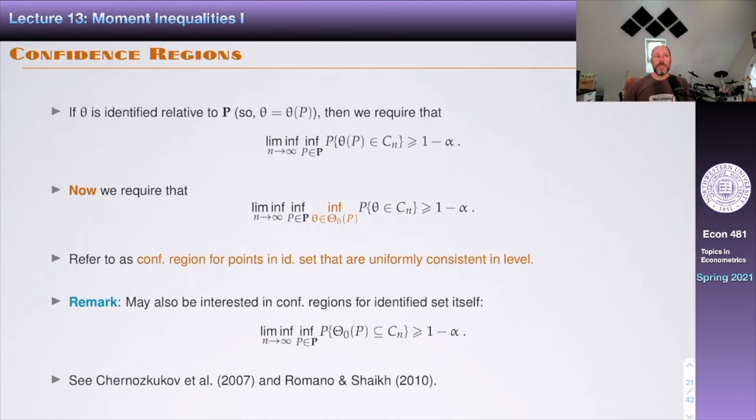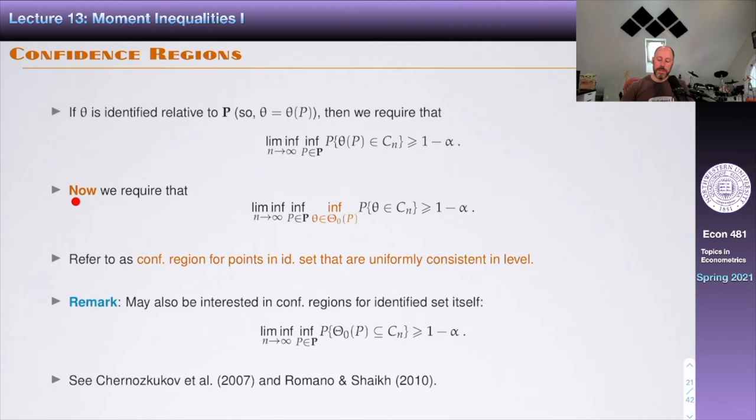Okay? So what we want to do is confidence regions for theta, inference broadly defined. Of course, you may want to test theta is equal to 3, but we just want a confidence region for theta. So if theta is identified relative to bold P, this is the point identified case, then think about what we want from a confidence set. We require that the limit of the infimum over P of the probability that the confidence set contains theta is at least equal to the coverage level we want, 1 minus alpha, generically.